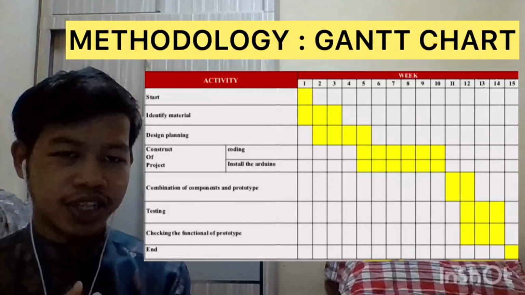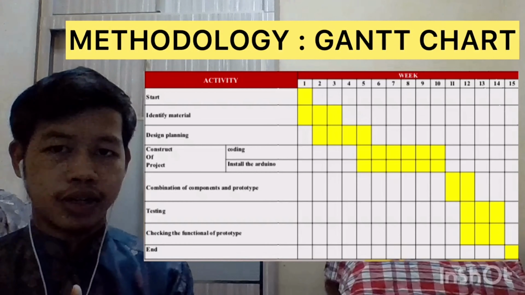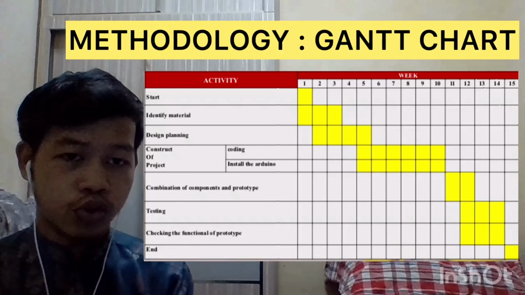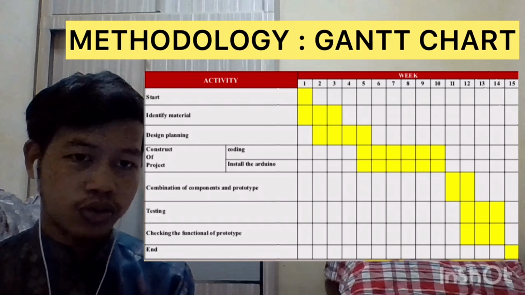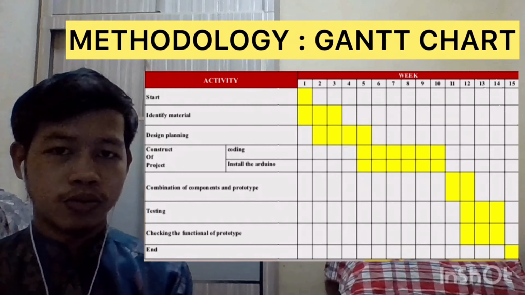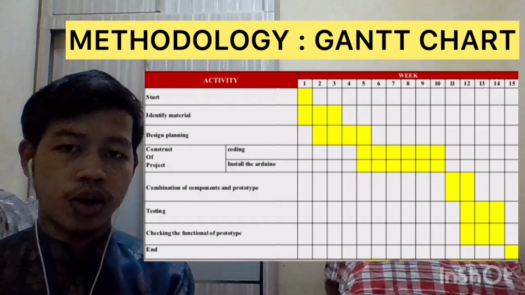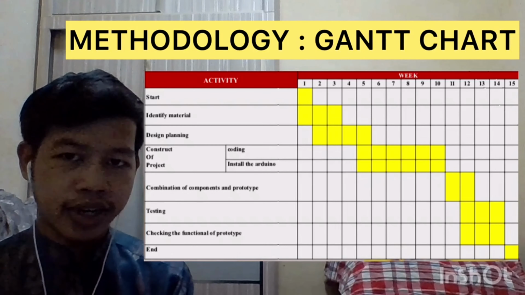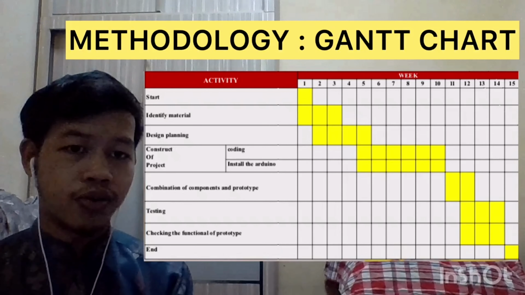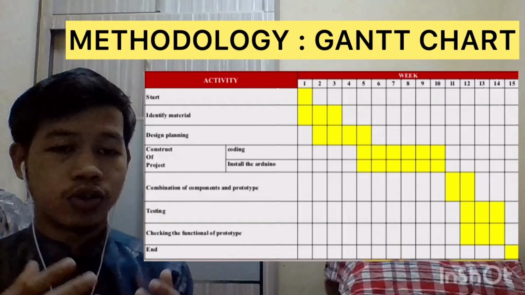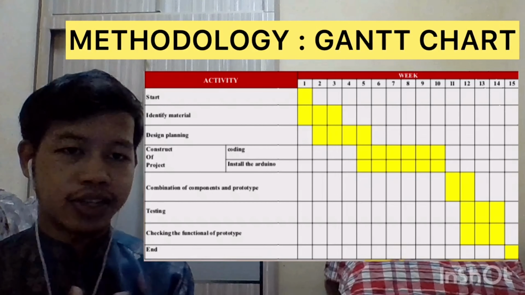Okay, in our methodology, Gantt chart. Our product will start from week 1. In week 1, we will discuss what we should do to our product. We discuss and divide the respective roles, for my role and my group's roles. Second, my role is identify material. Identify material will start from week 1 until week 3, and design planning will start from week 2 until week 5. So, I have a long duration to design our product, to decide where to place any technology on our product.